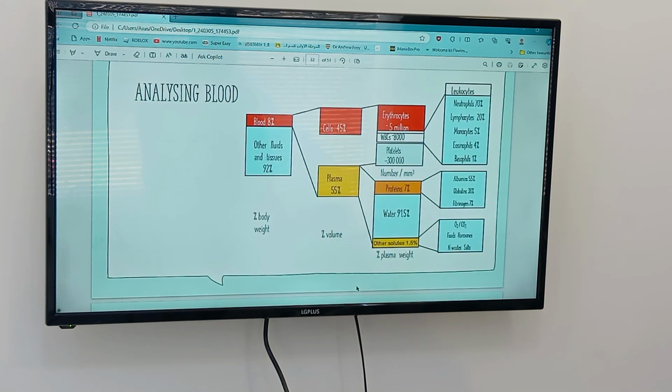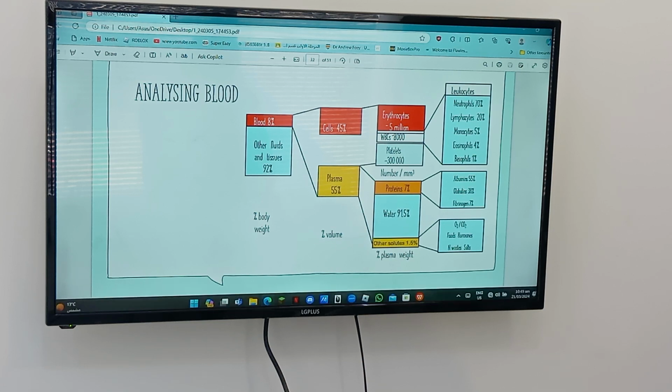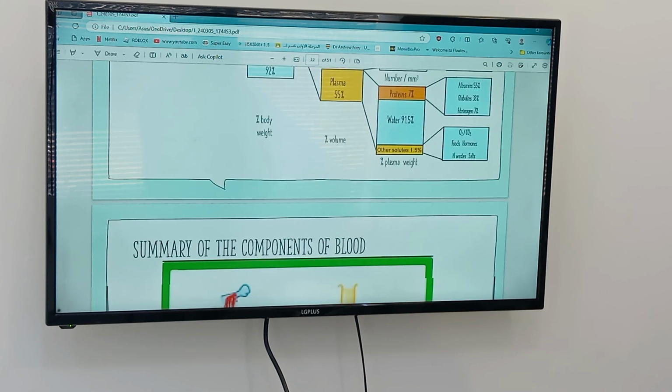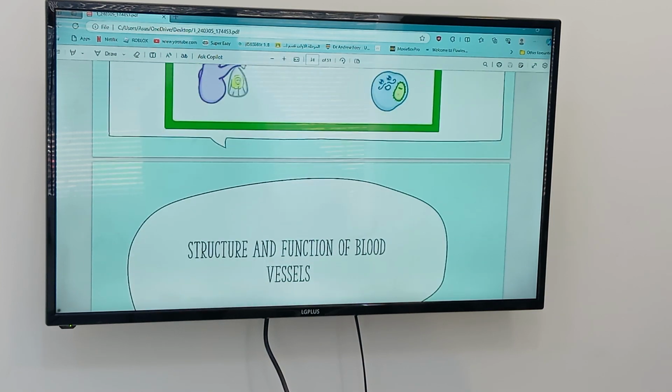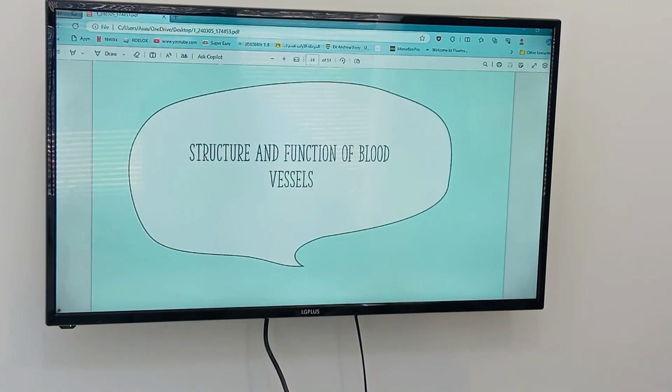We can see the analysis of blood: 92% other fluids and vessels. We can see 45% erythrocytes, leukocytes, and platelets, while the plasma has albumin, globulin, fibrinogen, and hormones with the water. Summary of the components of the blood, structure and function of the blood.